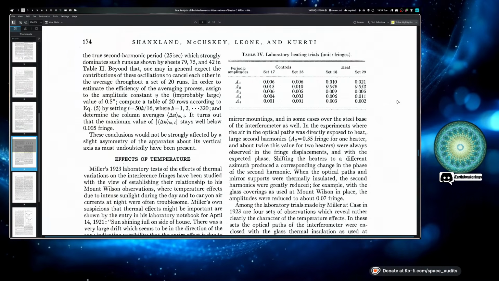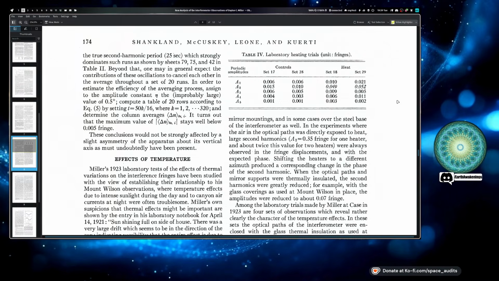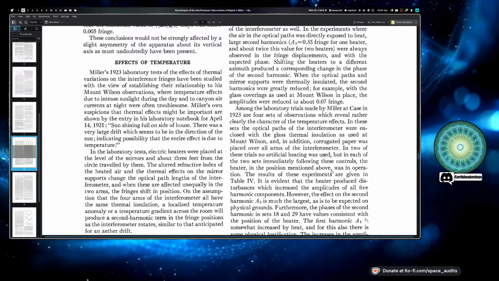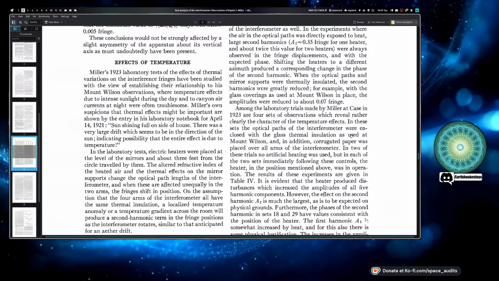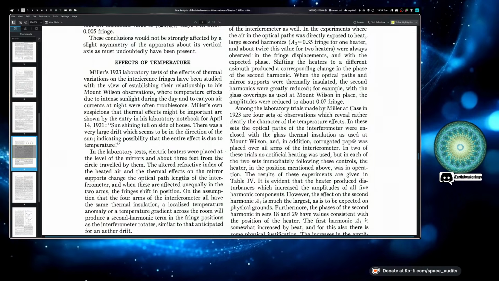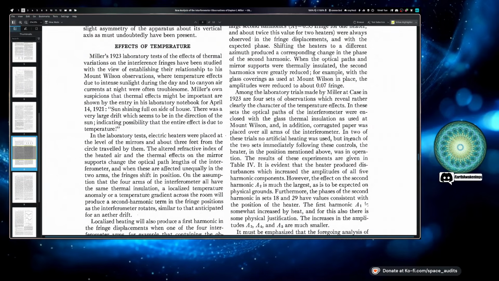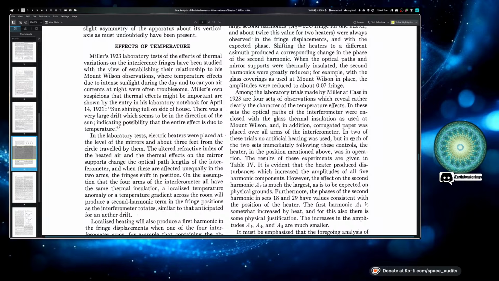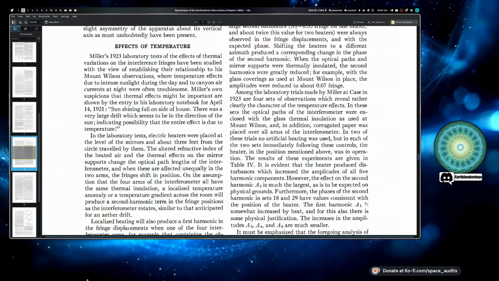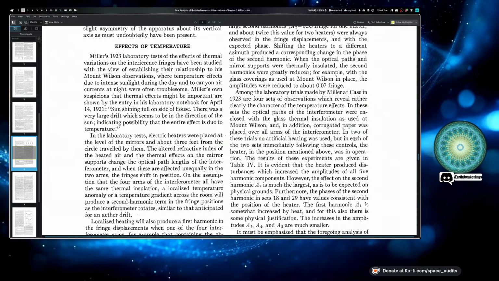4 sets of observations which reveal rather clearly the character of the temperature effects. In these sets, the optical paths of the interferometer were enclosed with glass thermal insulation as used at Mount Wilson. And in addition, corrugated paper was placed over all arms of the interferometer. In 2 of these trials, no artificial heating was used, but in each of the 2 sets immediately following these controls, the heater in the position mentioned above was in operation. The results of these experiments are given in Table 4.